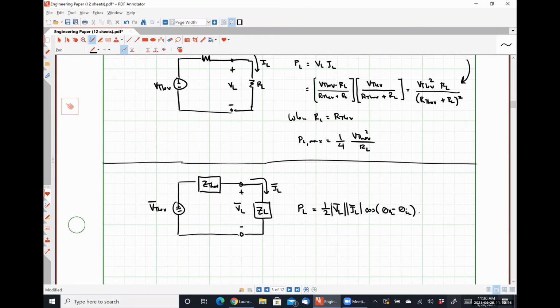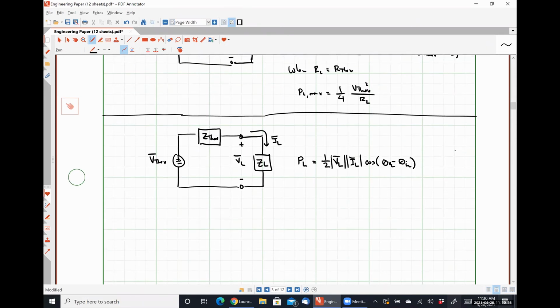So what I am going to do is develop expressions for the magnitude of the phasor voltage over our load, the magnitude of the phasor current passing through our load, and the cosine of the angles of the voltage and current respectively. Hopefully by inspection, we can see that the phasor voltage drop over our load, just using voltage division, is going to be our phasor voltage V Thevenin times our impedance ZL divided by Z Thev plus ZL.